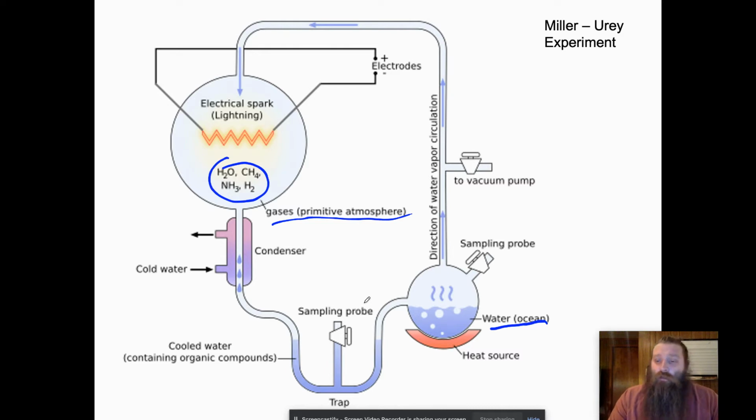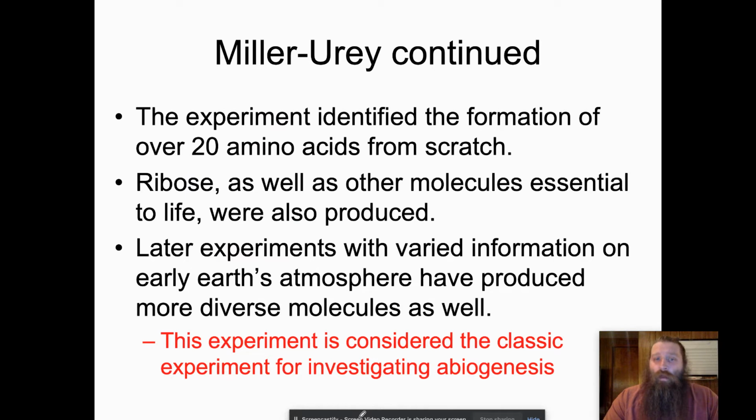And they shocked it. They had basically like a starter for a car. They just kind of shocked the atmosphere, and then providing that spark, that energy, allows these things in the atmosphere to react. As they cool, they go down through this condenser, and they end up in this trap, and they could sample what was in the trap. They did find 20 amino acids that were made from this scratch material. They found ribose, which is the sugar that we've seen in deoxyribonucleic acid, right, DNA.